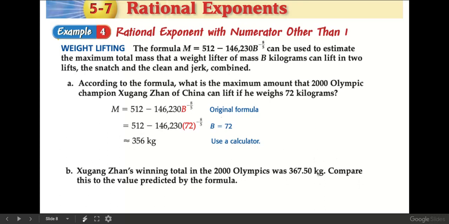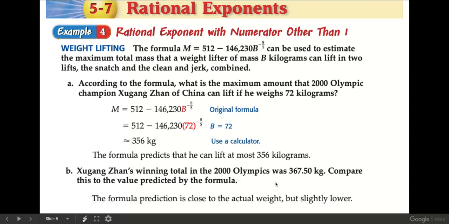And what he actually did in the Olympics was 367.50 kilograms. So if I compare these two now, the formula prediction is close to the actual weight, but slightly lower. It actually under-predicted how much he actually lifted in the Olympics.